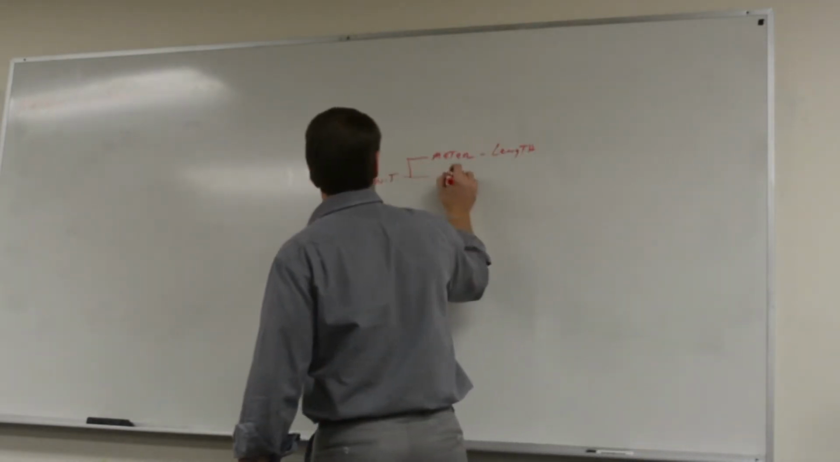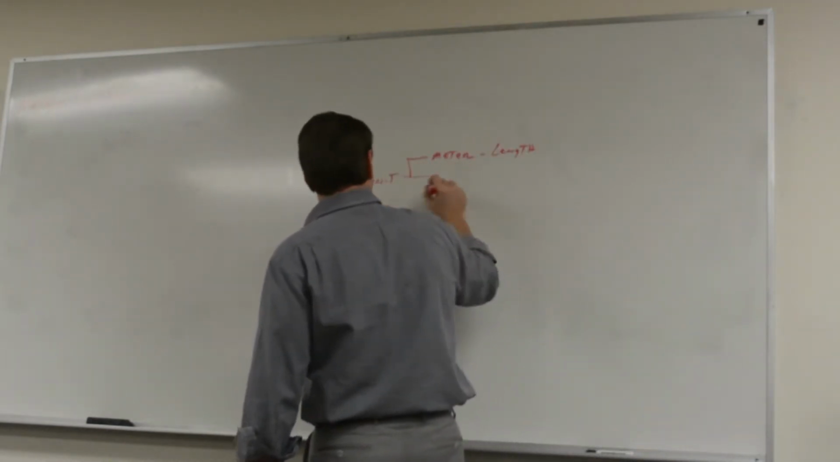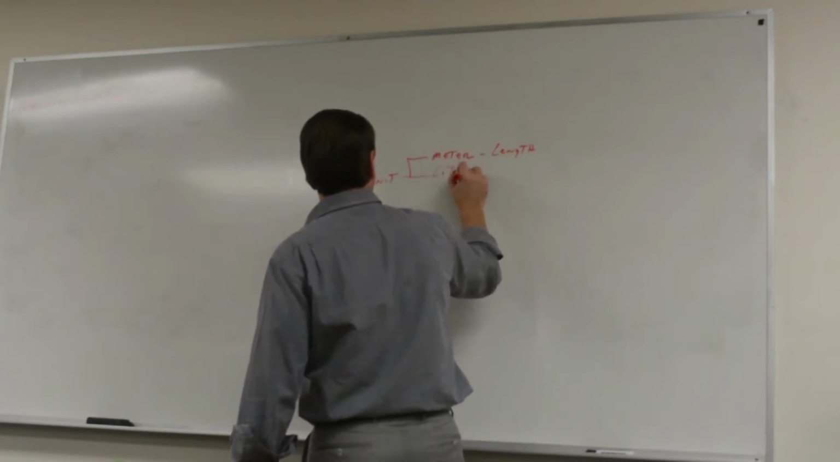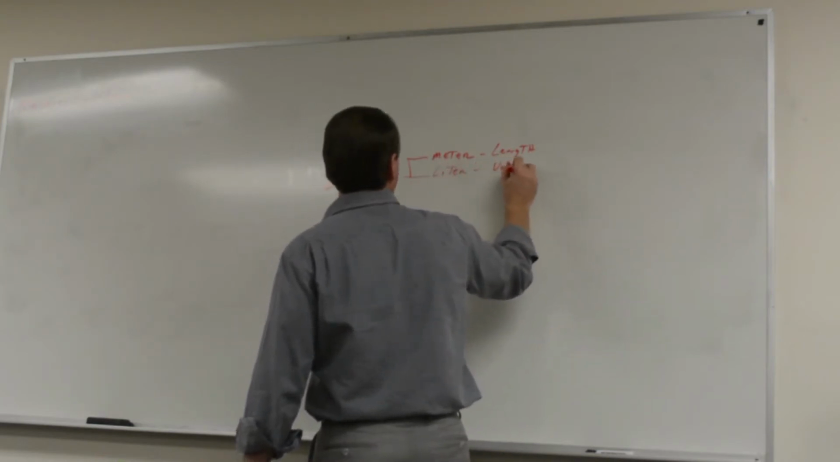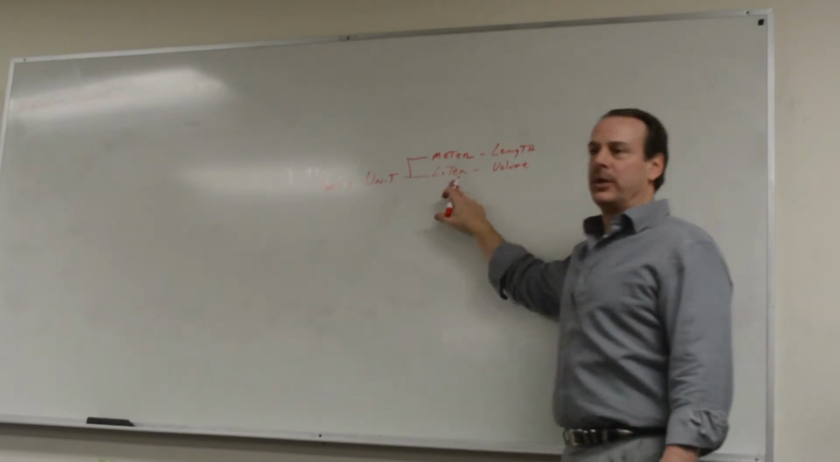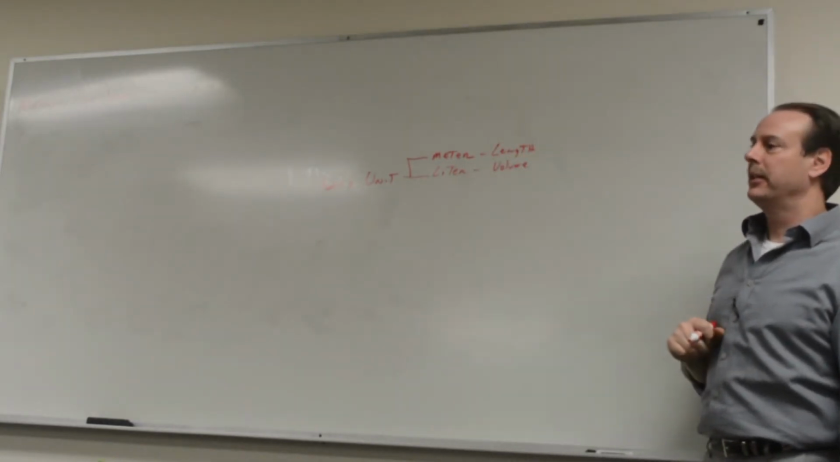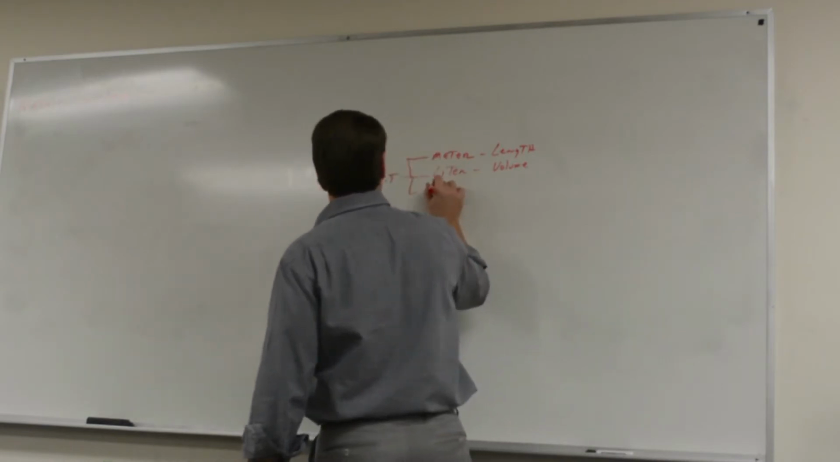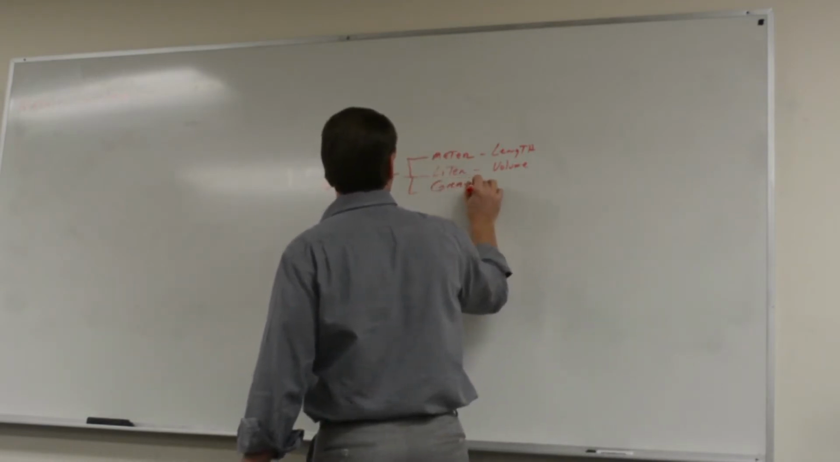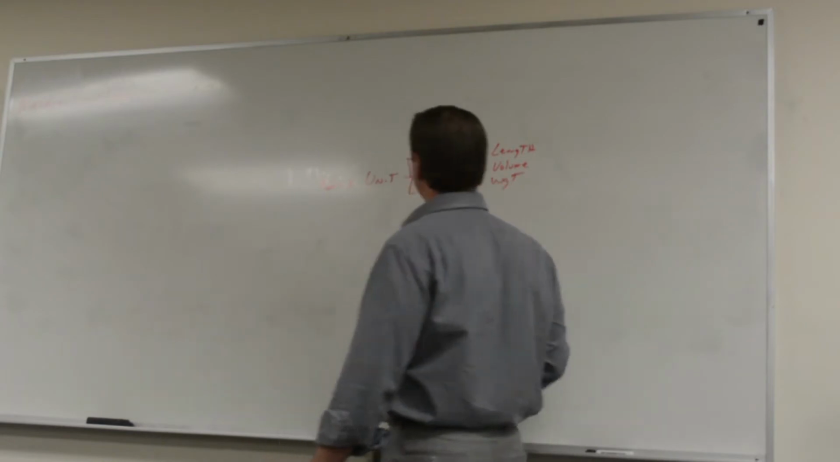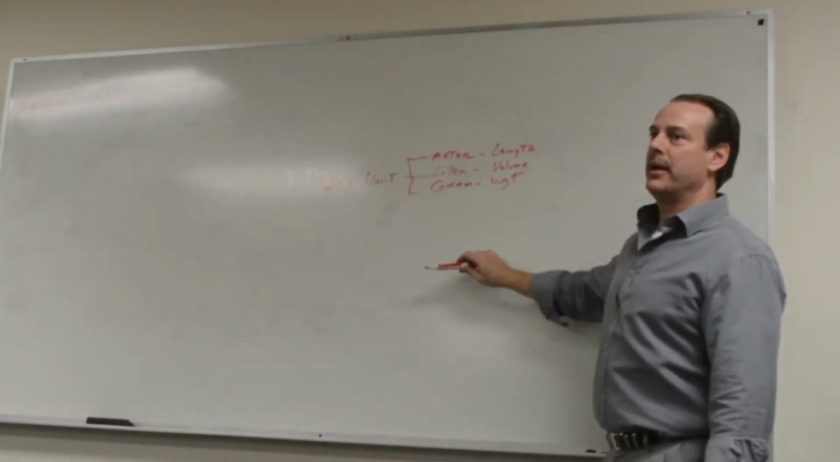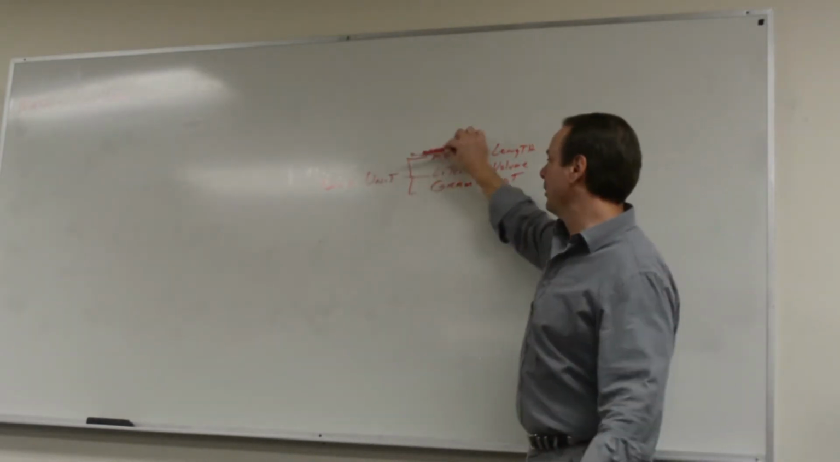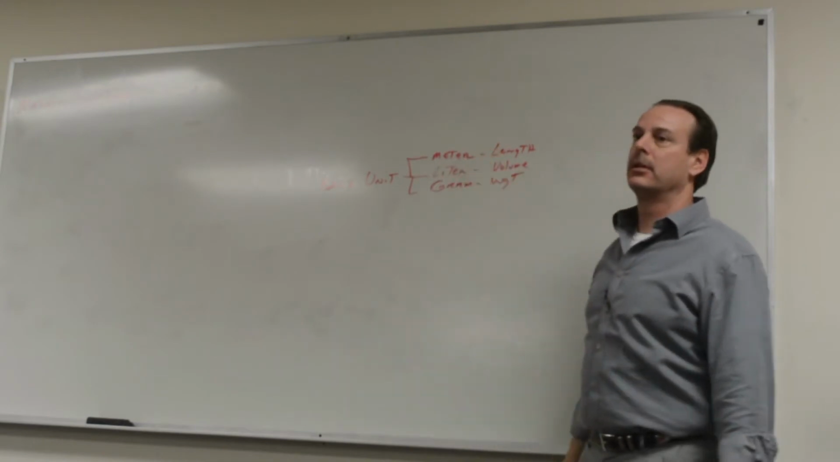Second, for volume, we have the liter. Like a lot of your fluids, in the metric system, they'll be in liters. And the last one for weight, we have the gram. All right, so now when you have a base unit, it's either going to be meters, liters, or grams.